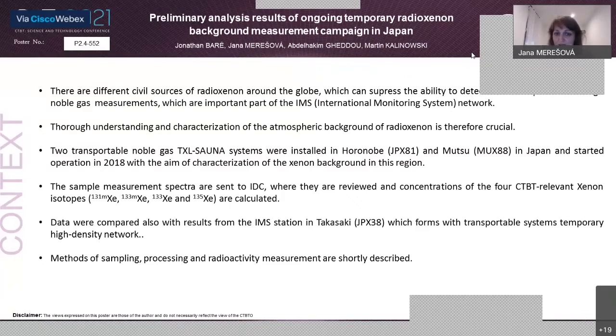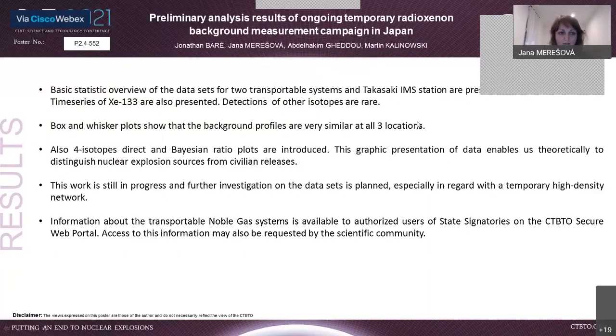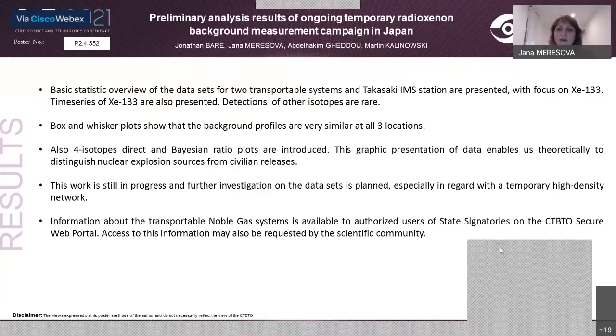The sample measurement spectra are sent to the IDC where they are reviewed and concentrations of the four CTBT relevant xenon isotopes are calculated. The data were compared also with the results from the IMS station in Takasaki. And these three points form a temporary high density network. Methods of sampling, processing, and radioactivity measurement are shortly described in this poster. A basic statistic overview of the data sets for the two transportable systems and the Takasaki IMS station are presented in our poster with the focus on xenon-133. Also, the time series of xenon-133 are presented.